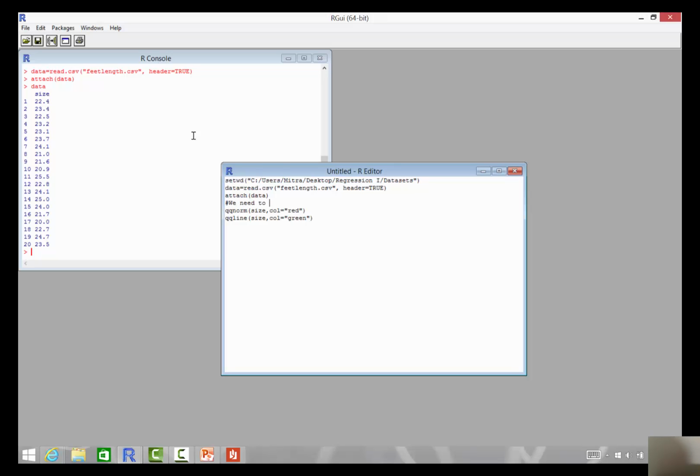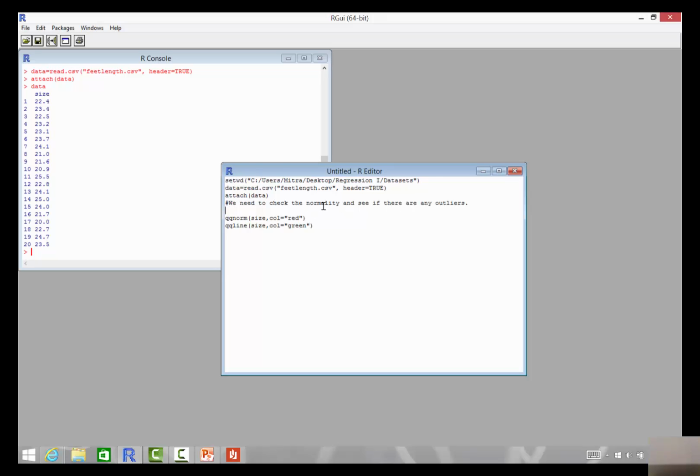We need to check and see if there are any outliers. If there are any severe extreme outliers, then the conditions are not met, and we should not find the confidence interval. Okay, so let's see.